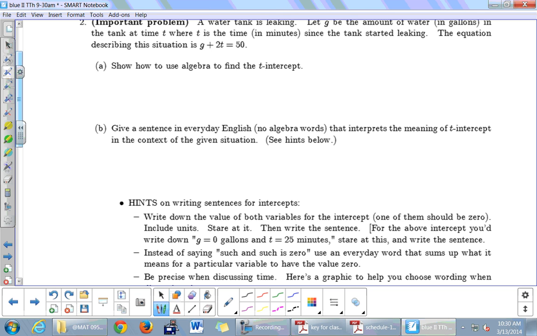So the first thing I'm doing here is letting g equal 0, right? Isn't that what you did in part A? Yeah. And then you did some work, and eventually you got t equals 25. And to really explain what's going on here, we're going to stick some units onto these numbers. So what are the units for g? Gallons. And what are the units for t? Minutes. So 0 gallons and 25 minutes.